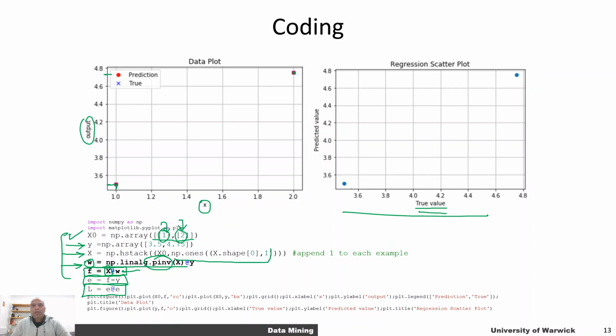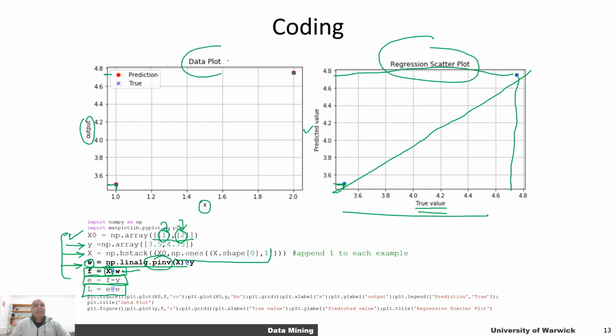We plot the true value, which is 3.5 for one example and 4.75 for another example. And then we plot the predicted value for these two examples like this. So that is 3.5 as well. And then this is 4.75 as well. So that is a very good fit, right? So that's what we've done over here. So this is a regression scatter plot, whereas this is a data plot.